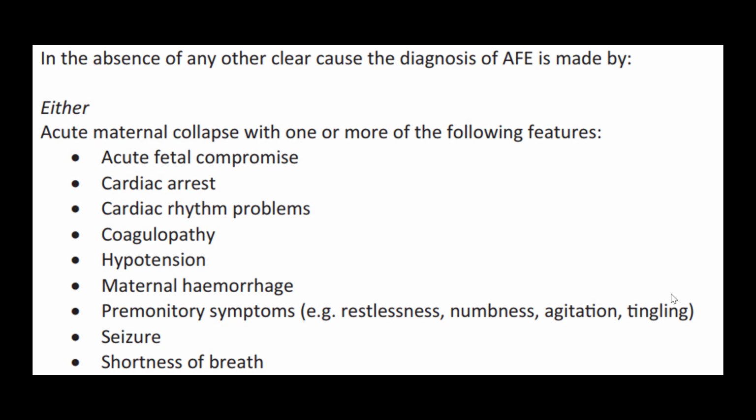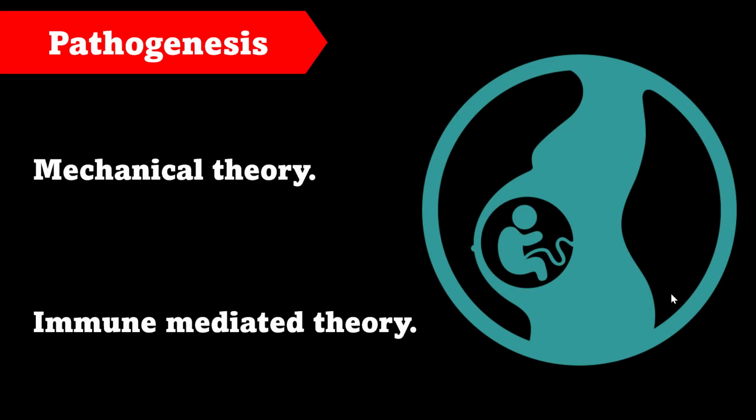So how do we diagnose the amniotic fluid embolism? Acute maternal collapse with one or more of the following features, like acute fetal compromise, cardiac arrest, cardiac rhythm problems, coagulopathy, hypotension, maternal bleeding, premonitory symptoms that precede the clinical condition like restlessness, numbness, agitation, tingling, seizures, and shortness of breath. The pathogenesis of amniotic fluid embolism includes mechanical and immune-mediated theory.